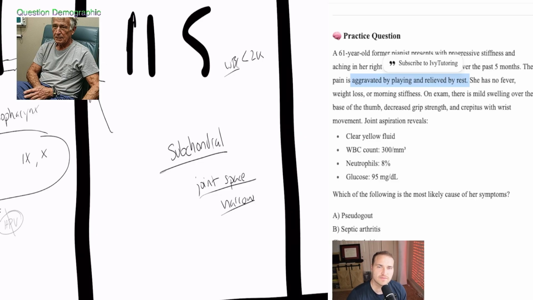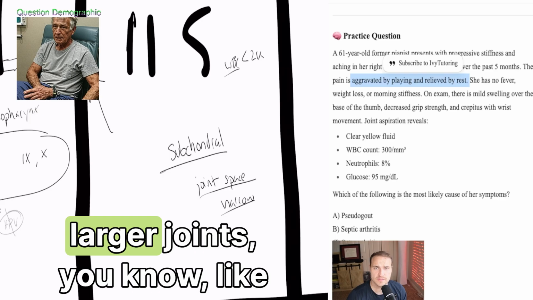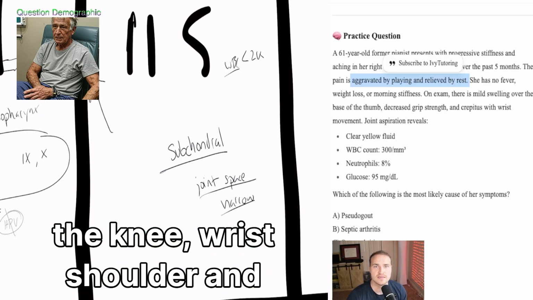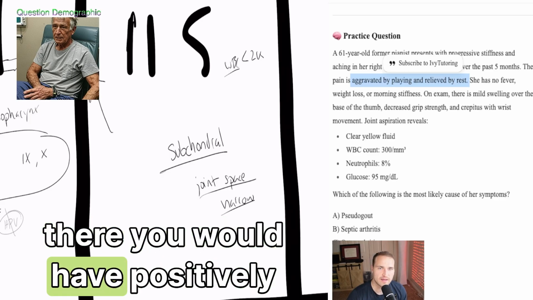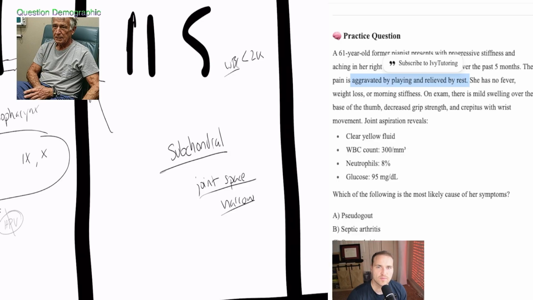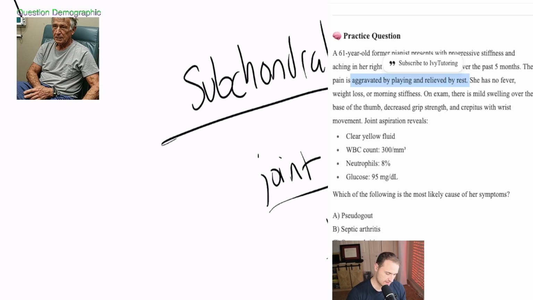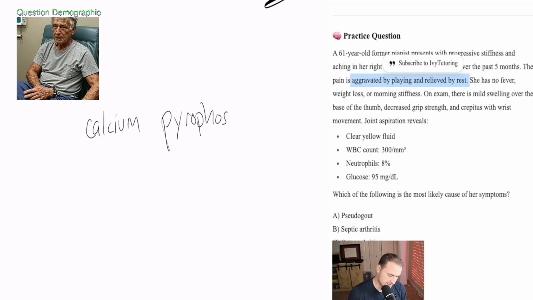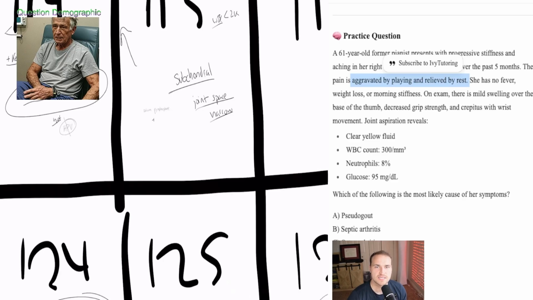Synovial fluid is non-inflammatory. Pseudogout will be the deposition of calcium pyrophosphate dihydrate in the joint cartilage. That's pseudogout. And that would typically be with larger joints, like the knee, wrist, shoulder. And there you would have positively birefringent rhomboid-shaped crystals. If the answer were something like the deposition of calcium pyrophosphate, positively birefringent rhomboid-shaped crystals, so that's pseudogout.